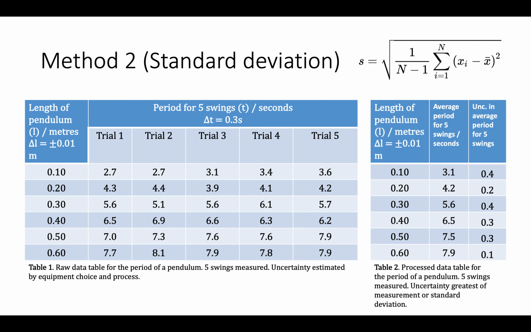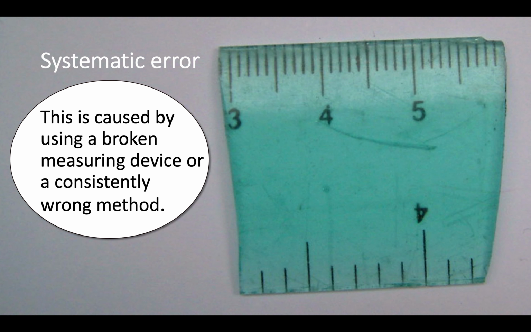But do notice that the same rule still applies. We use the method if it's the greater value. So anywhere I've got less than 0.3 in that table, I have to replace it with 0.3, which I've done there. Okay, so that's given us 2 different ways of calculating an uncertainty in our average values.